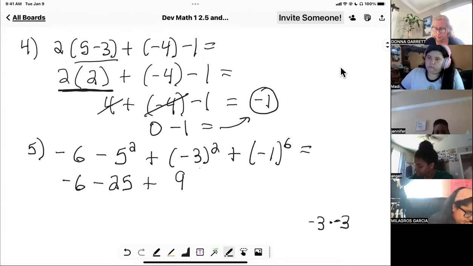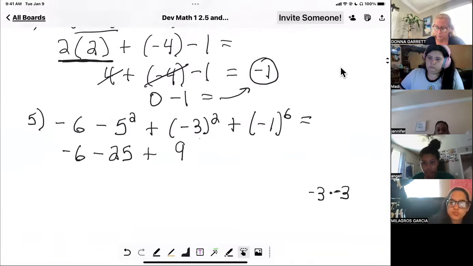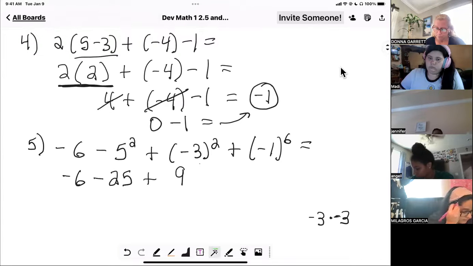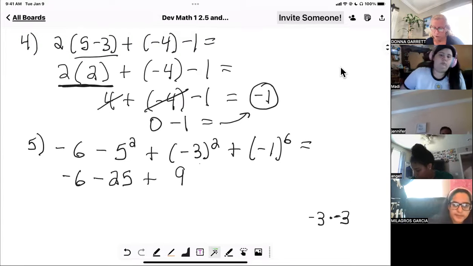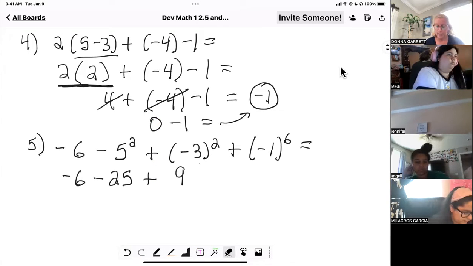Sorry. Come on. Oh, I put a text box in. Didn't want that. Okay. Whoops. Hold on one sec. Hold on. There it is. My eraser thing disappeared.